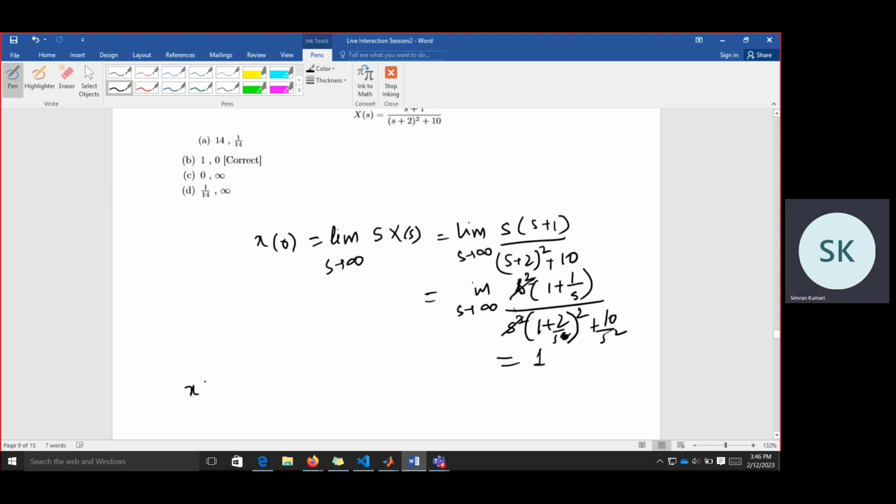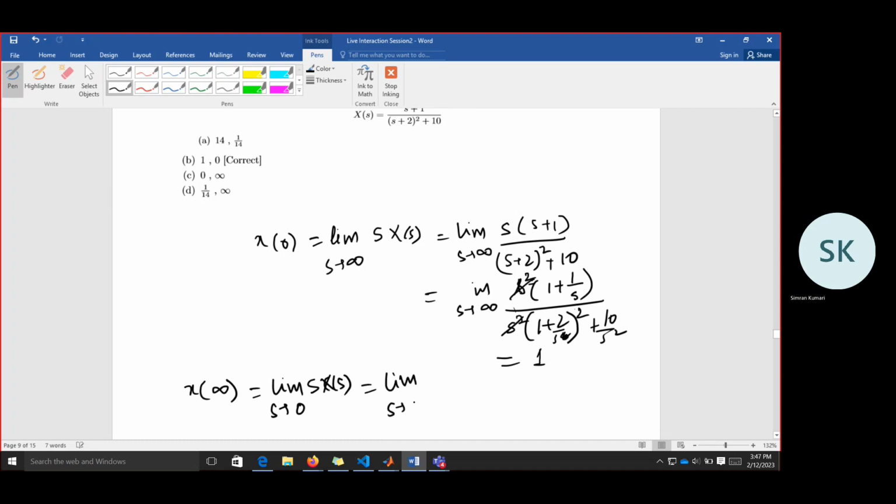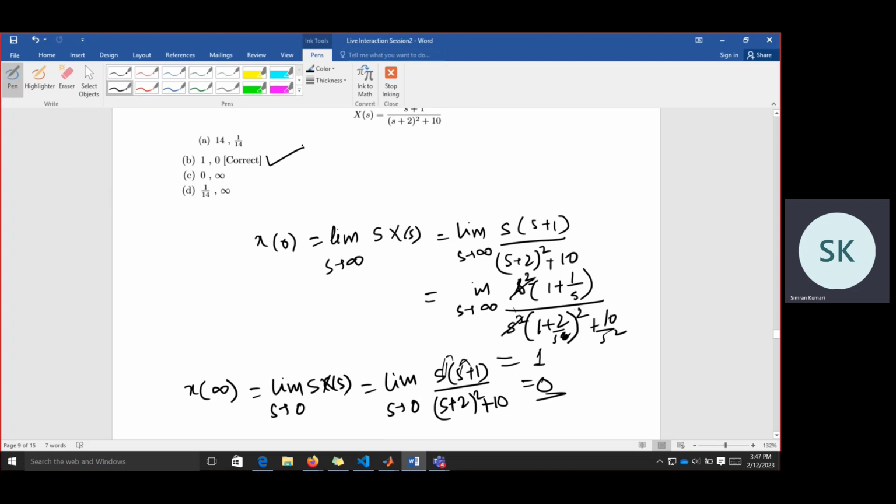And for the final value, that is the steady state value, you can say, this will be the limit as s tends to 0 of sX(s). What would be the value? This is simply 0, if we put 0 everywhere. So this is the answer. Any doubt in this question?